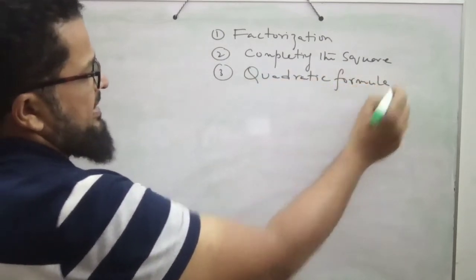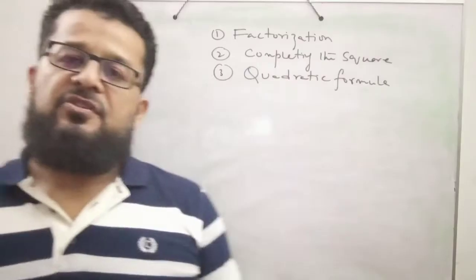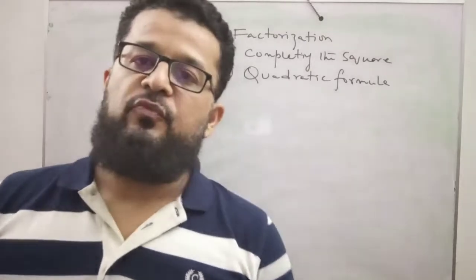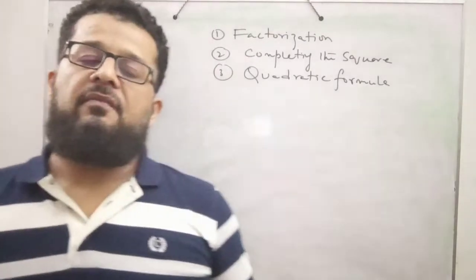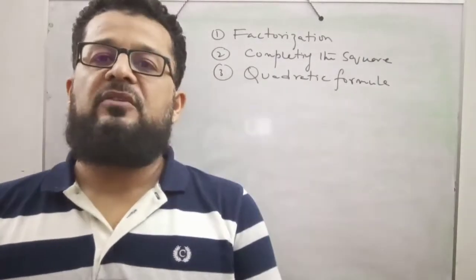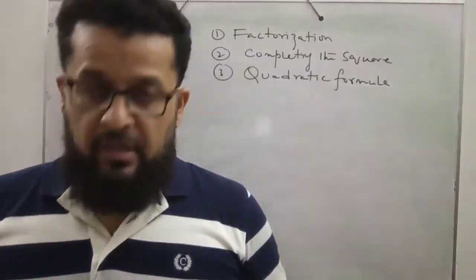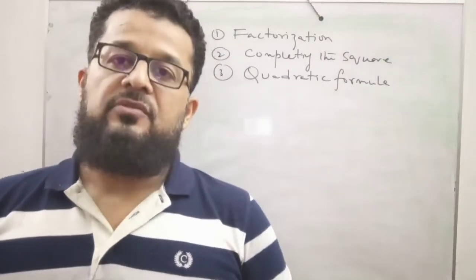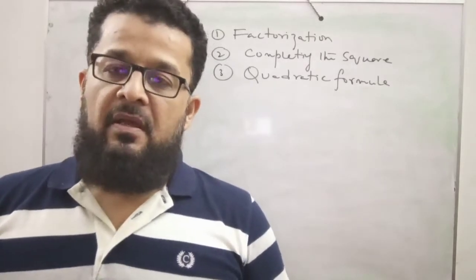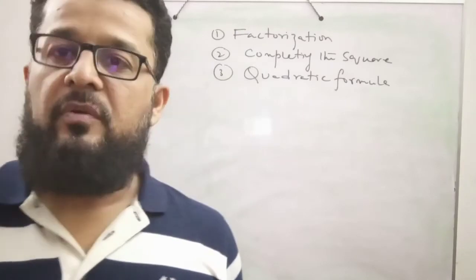First, we are going to try factorization, and if factorization is not possible for the equation, then we use the method of completing the square. After all, every question can be solved by the quadratic formula. This is the last option. So I'm going to start the questions with factorization, and then we'll discuss completing the square and the quadratic formula later.